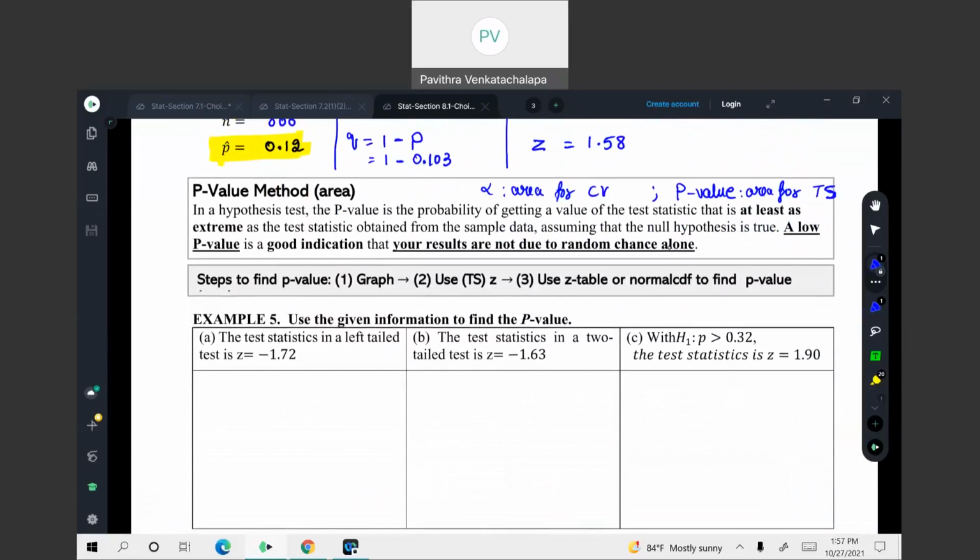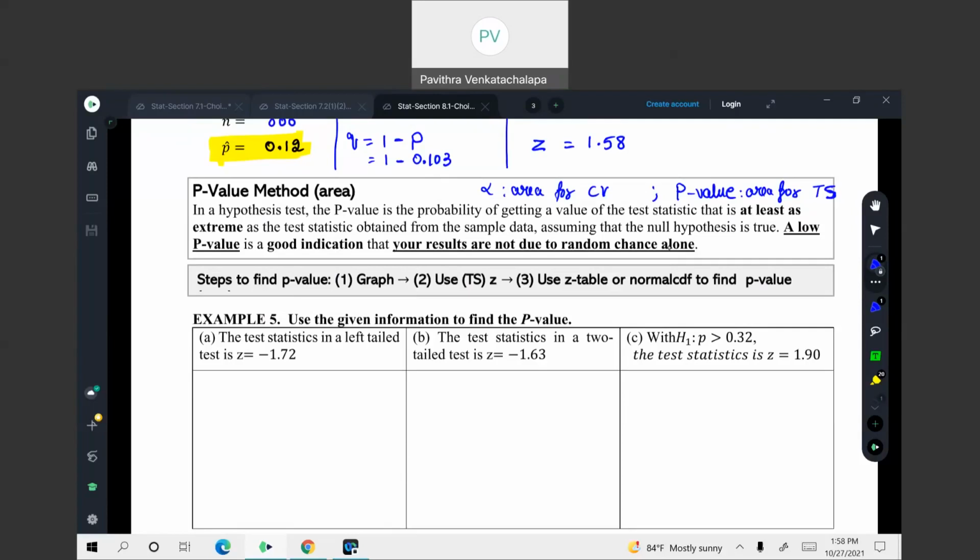So p-value is nothing but like your alpha, the area under the curve. Now we use alpha when we have a z-score or a critical value. We find the p-value, which is the area again. So this is also for a z-score, but that z-score has to be found using the test statistic. So if you have an area related to the critical value, it is denoted by alpha. If you have an area related to the TS, that is the test statistic, that will be your p-value. Okay.